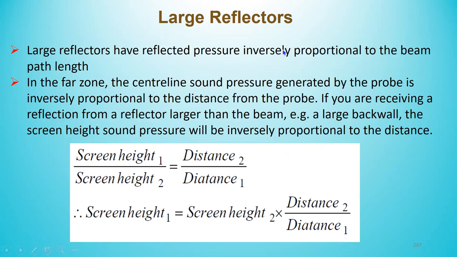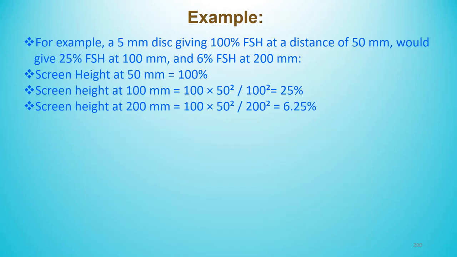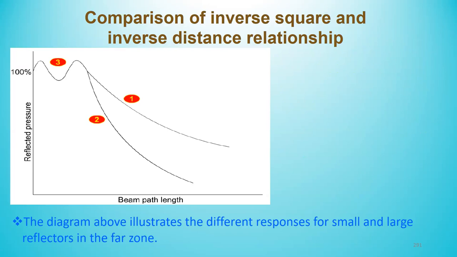Large reflectors have reflected pressure inversely proportional to the beam path length. Screen height versus distance: a reflector giving a screen height of 100% FSH at a beam path of 50 mm would give 50% FSH at 100 mm and 25% FSH at 200 mm. Comparison of inverse square and inverse distance relationship.